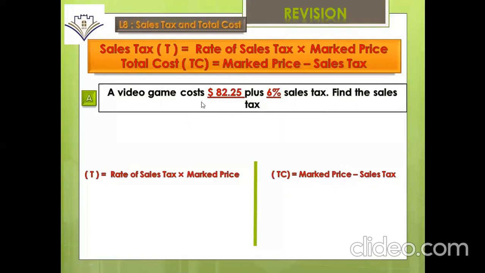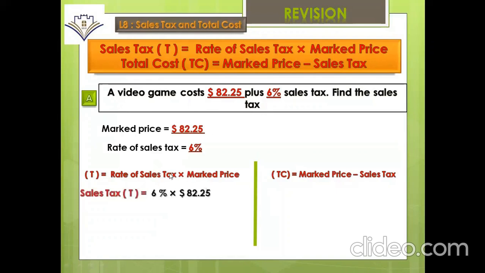Then we have here two numbers. The first number is market price, $82.25. And the second number here is 6%, which means the rate of sales tax. I need here the sales tax. Sales tax equals rate of sales tax multiplied market price.